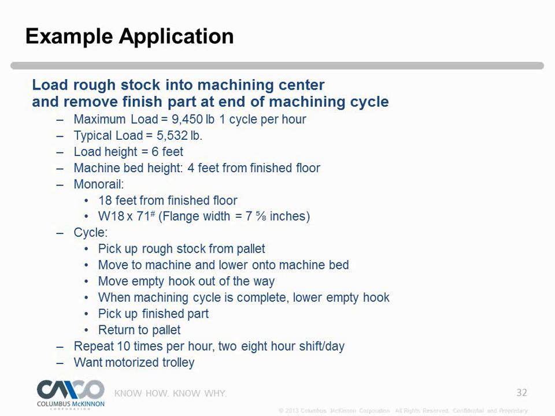So what's a cycle? They do one cycle per hour. Well, a cycle is they pick up the rough stock from the pallet. That's one movement. Then they move to the machine and lower it into the machine bed. Move the empty hook out of the way, right? Because we can't have that hook in our way. We got to do some machining. Then when the machine cycle is complete, they lower the empty hook, pick up the finished part, and then return it back to the pallet. And they repeat this 10 times per hour in 2 8-hour shifts daily. And they want a motorized trolley to go along with this to do the traversing action to get over from their pallet to the machine.